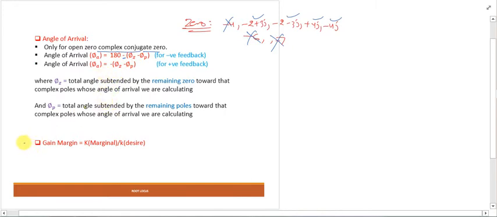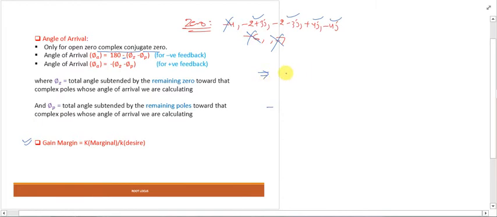Now sometimes it is asked, in root locus, what is the gain margin. Sometimes in a question they ask what is the gain margin of any system. From the root locus there is a different method to calculate the gain margin, but how do we calculate the gain margin from the root locus? Just consider an example in our question.